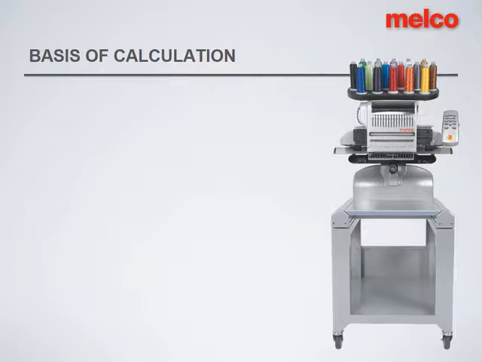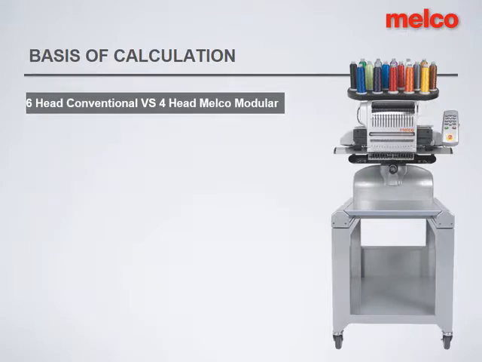The average 6-head price range from the top brands in the industry ranges between 690,000 Rand to 760,000. To ensure we compare apples with apples, this does not include any Chinese brands. You'll also notice that we are not comparing 6 heads versus 6 heads, but instead a conventional 6-head versus a 4-head Melco modular system to keep the investment cost relative to each other.